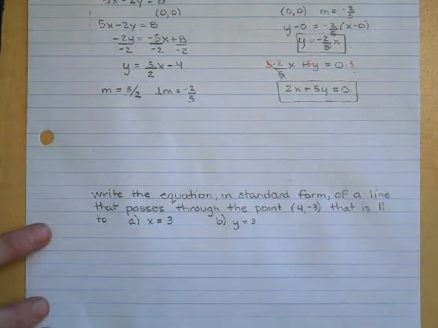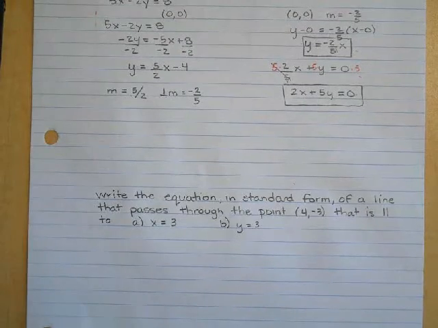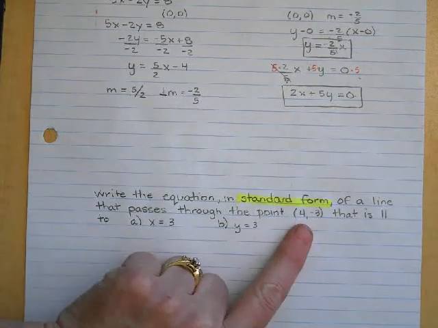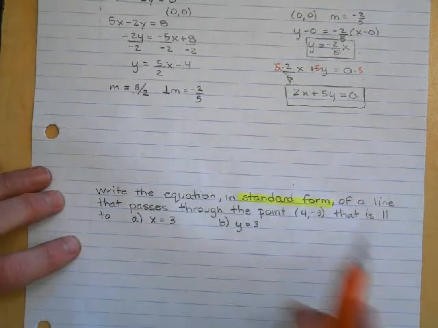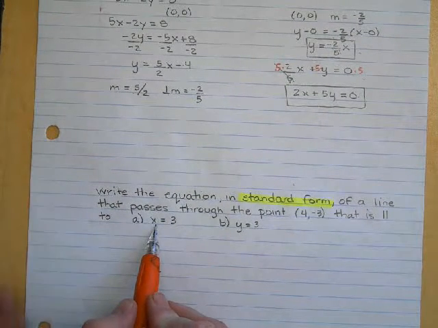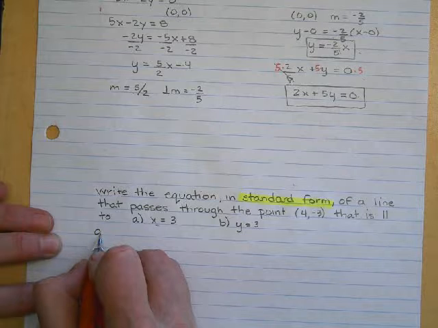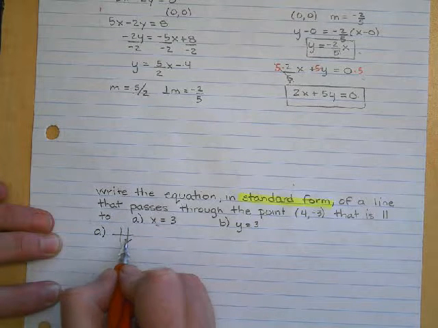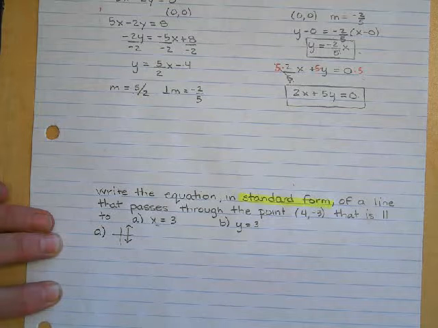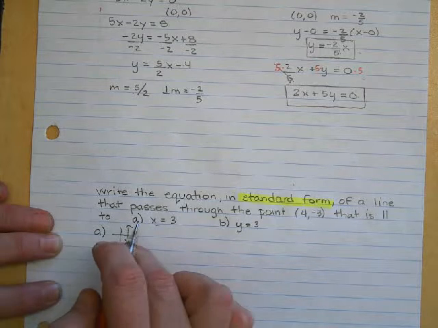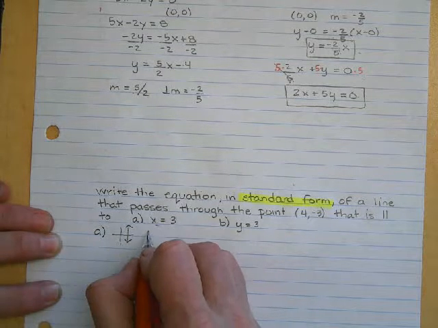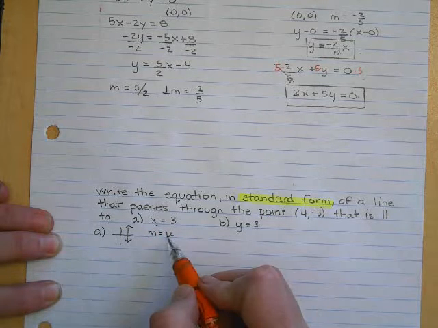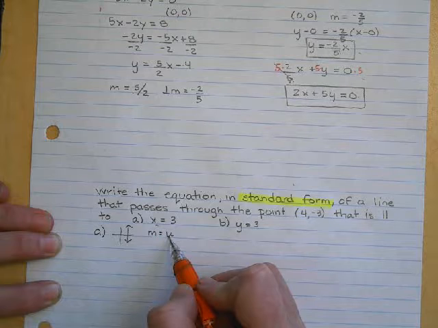Okay, so let's look at another one here. So again, it's telling us what we've got to get to standard form. And we need a line that passes through this point and is parallel to this line. Okay, so let's do part A. So x equals 3. Remember, that's our vertical line that crosses the x-axis at 3. This has a slope that's undefined. Okay, so if something's parallel, it also has to have an undefined slope.